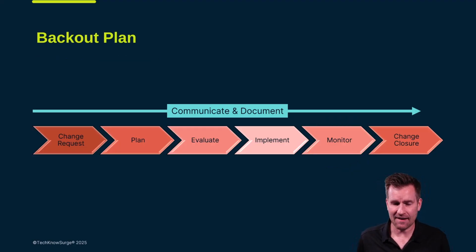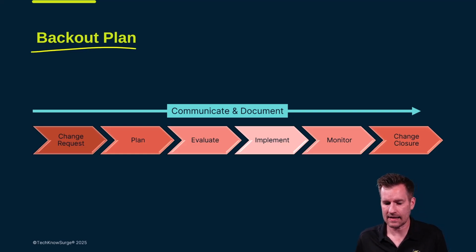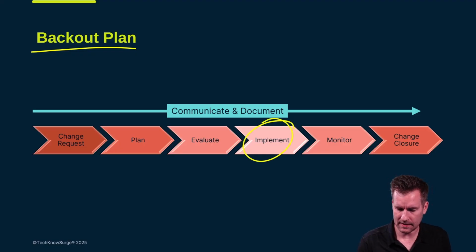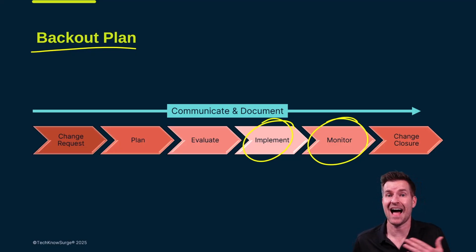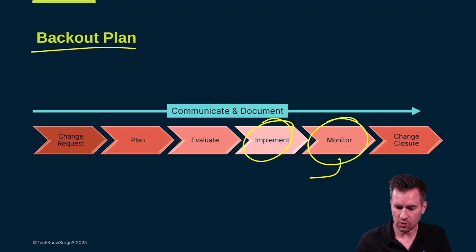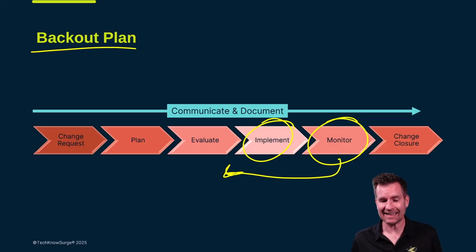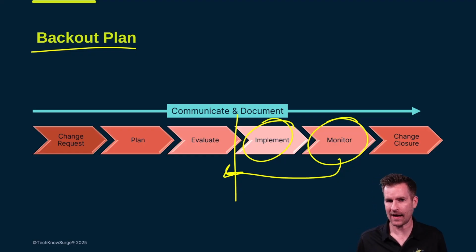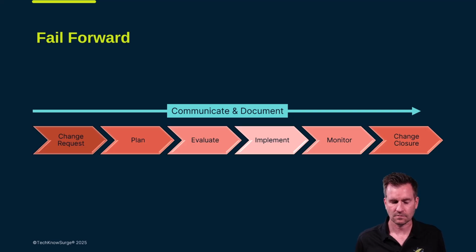If it doesn't have the desired results, we probably want some sort of backout plan. This is an idea of where we can roll things back in case the change we made was not successful. So in this implementation phase, let's say it goes wrong and during the monitoring we discover this is not what we wanted. Well, then we are going to roll back to the state it was in before implementation. So that's the backout plan. The backout plan is rolling back to a state that's before we've implemented.